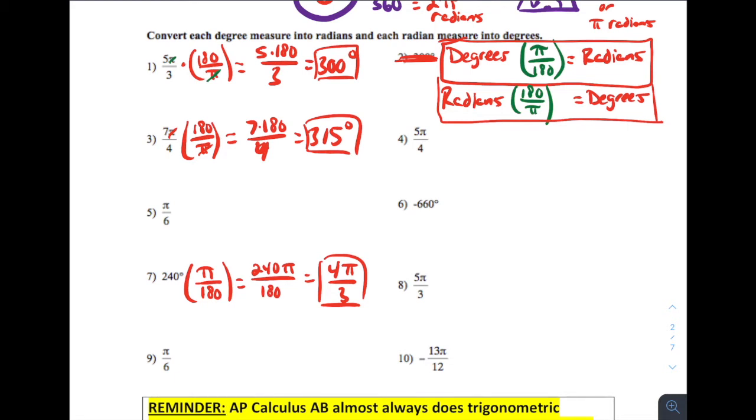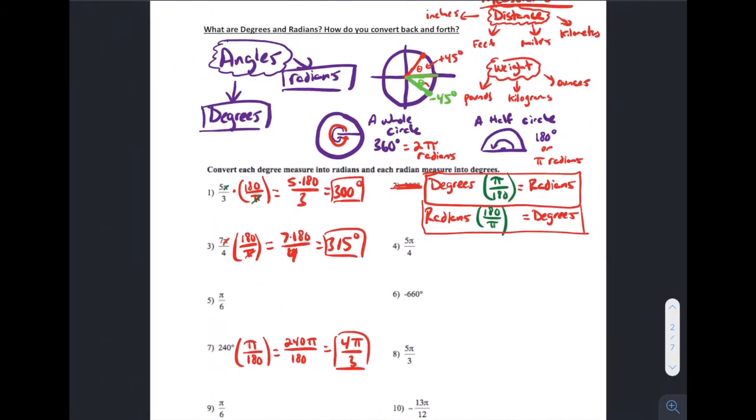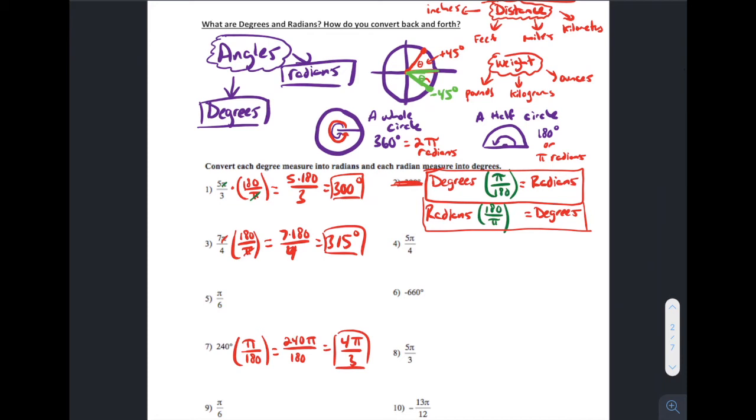We can do the same idea for any of these practice problems, and I encourage you to do that. This is also true for negative angles, but the format would not change. I would just have a negative radian here, and I'd have a negative degree here when I did that. That is how degrees and radians work and how we convert back and forth.